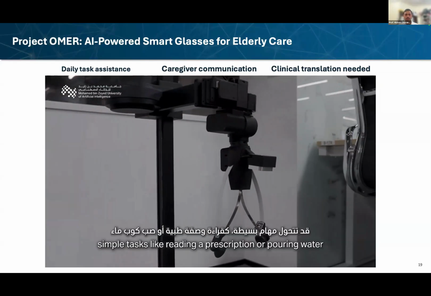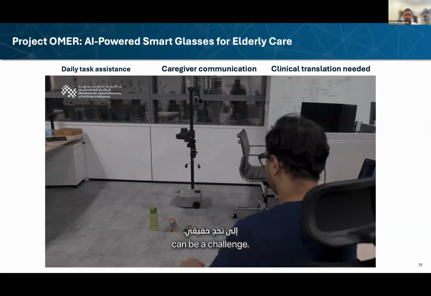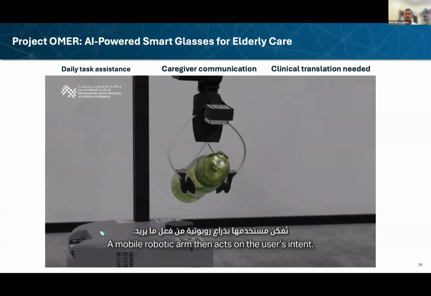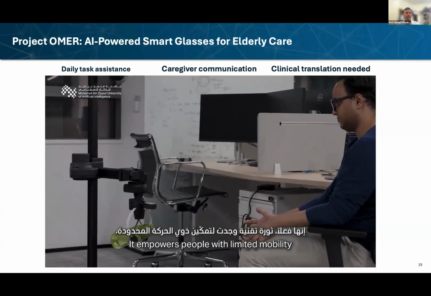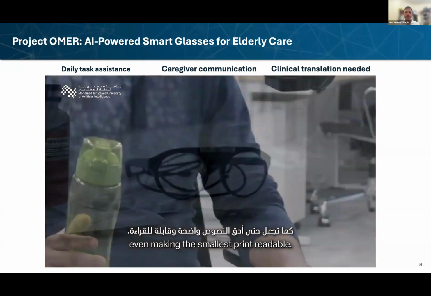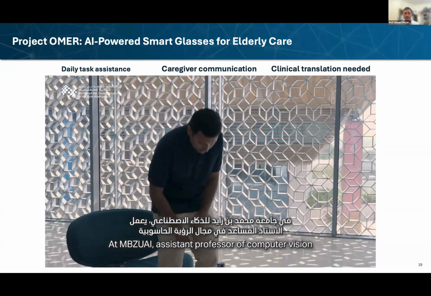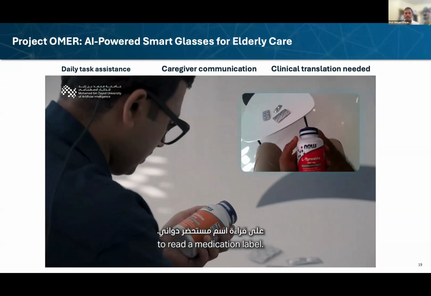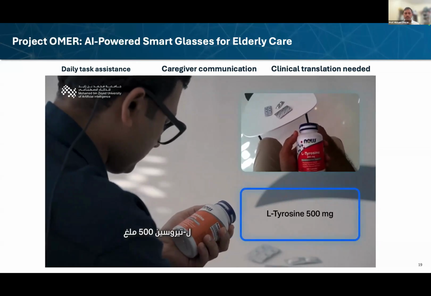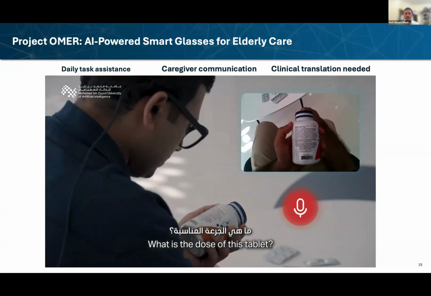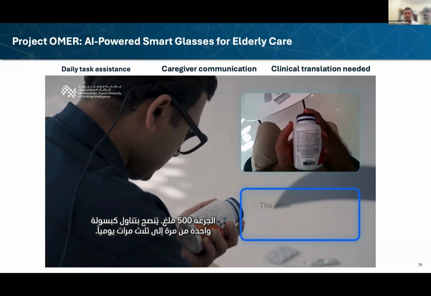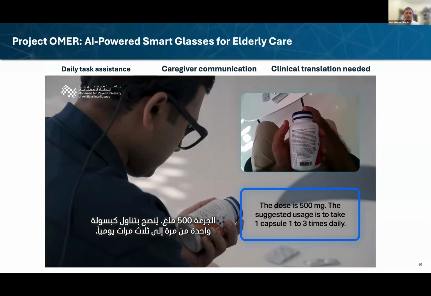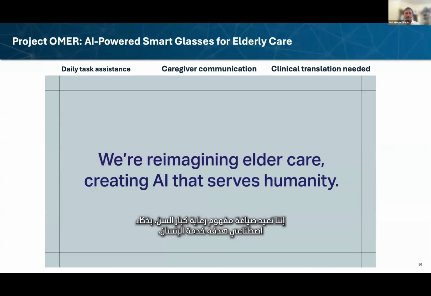For millions of older adults, simple tasks like reading a prescription or pouring water can be a challenge. With smart glasses, Omer Care captures sound, vision, and gaze. A mobile robotic arm then acts on the user's intent. It empowers people with limited mobility and impaired vision, even making the smallest print readable. At MBZUAI, Assistant Professor of Computer Vision Dr. Hisham Cholakkal is leading its development. Here, he demonstrates by asking the glasses to read a medication label. Can you tell me what is this tablet? L-tyrosine, 500 mg. What is the dose of this tablet? What is the suggested usage? The dose is 500 mg. The suggested usage is to take one capsule 1 to 3 times daily. We're reimagining elder care, creating AI that serves humanity.